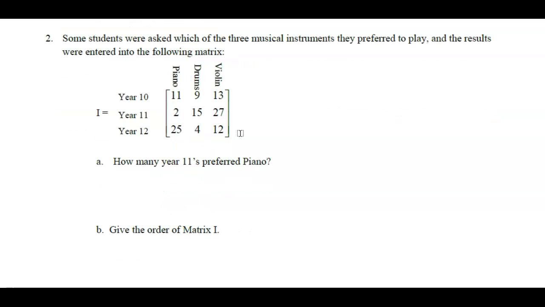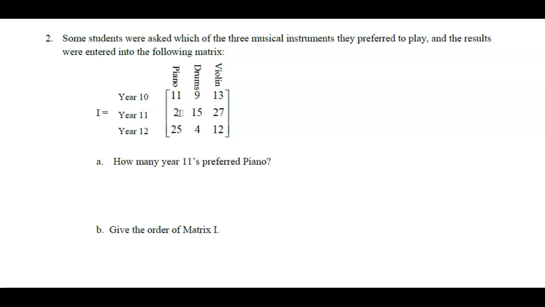Question 2. Some students were asked which of the 3 musical instruments they preferred to play. We've got years 10, 11, and 12. Usually this would be written on this side; sorry, I'm just pedantic about that, it's how they should be written. So this is matrix I. We've got year levels and musical instruments. How many year 11s preferred piano? We go to year 11, piano: 2.